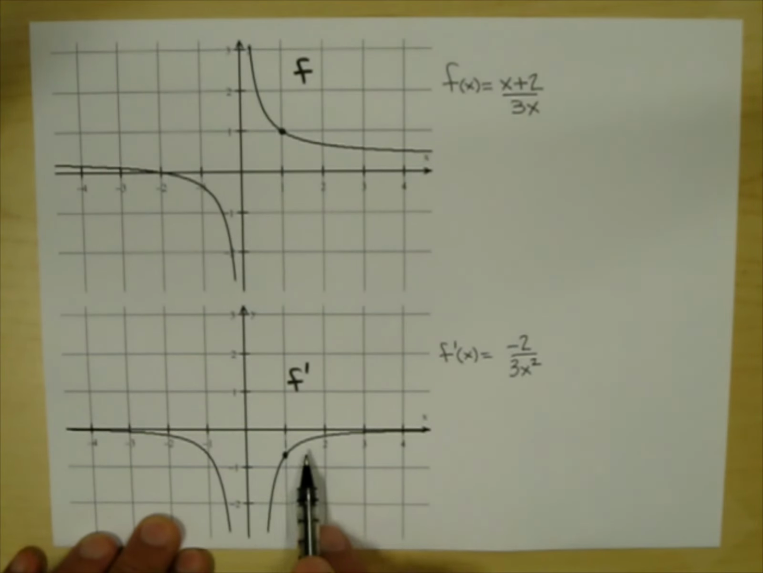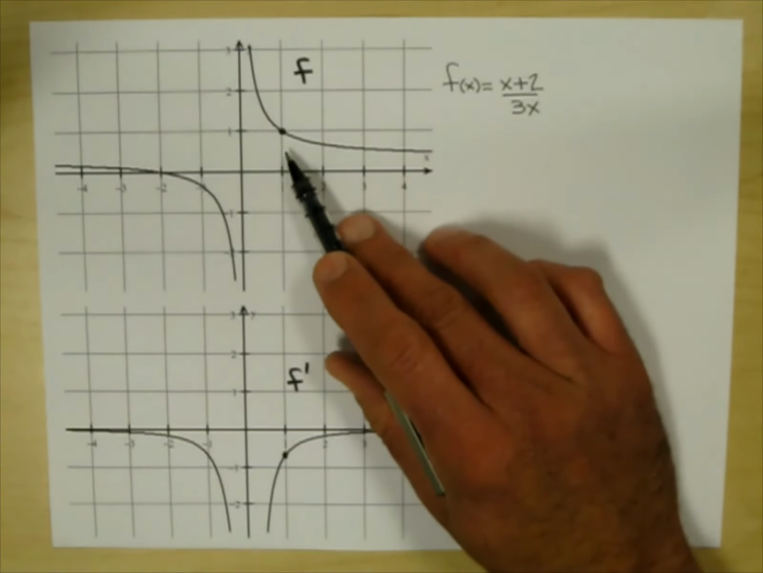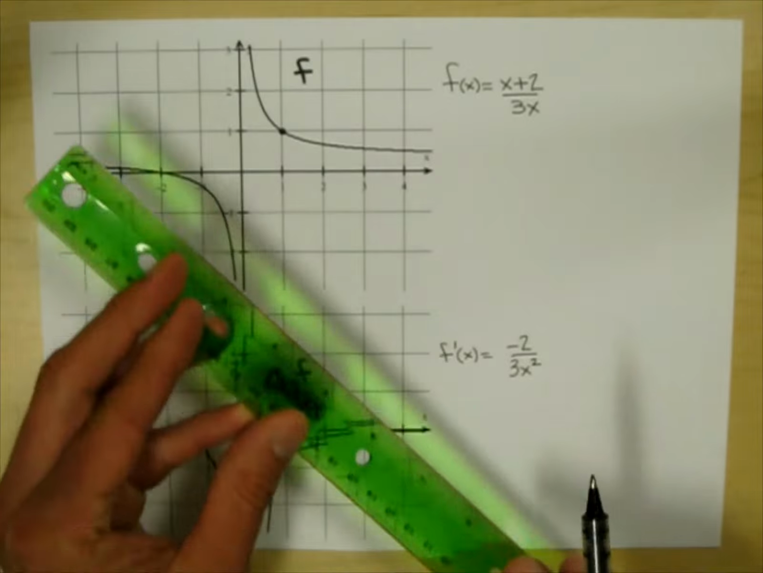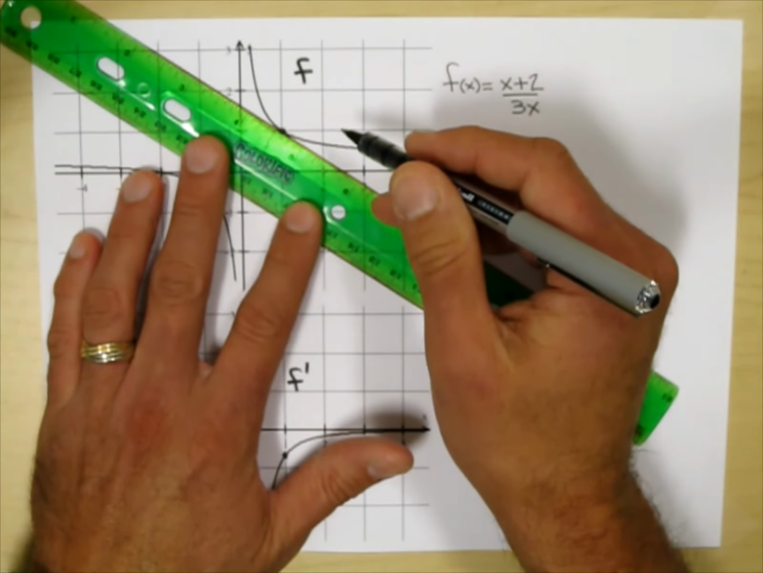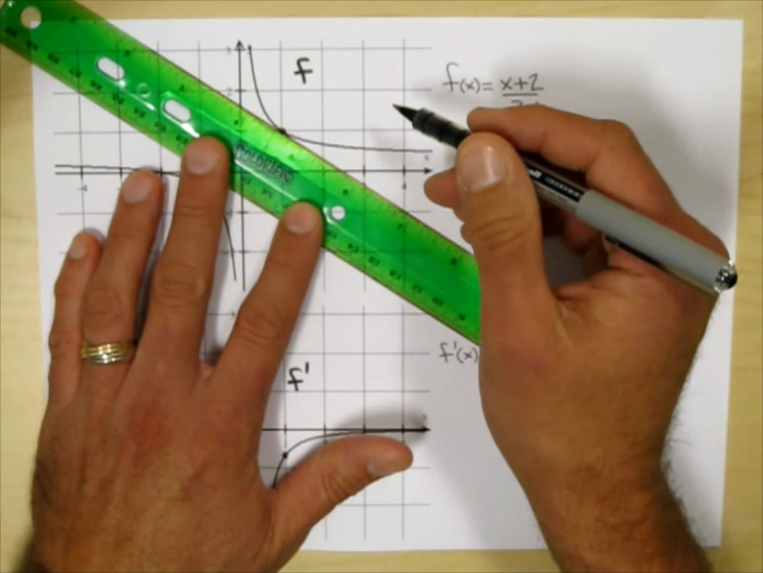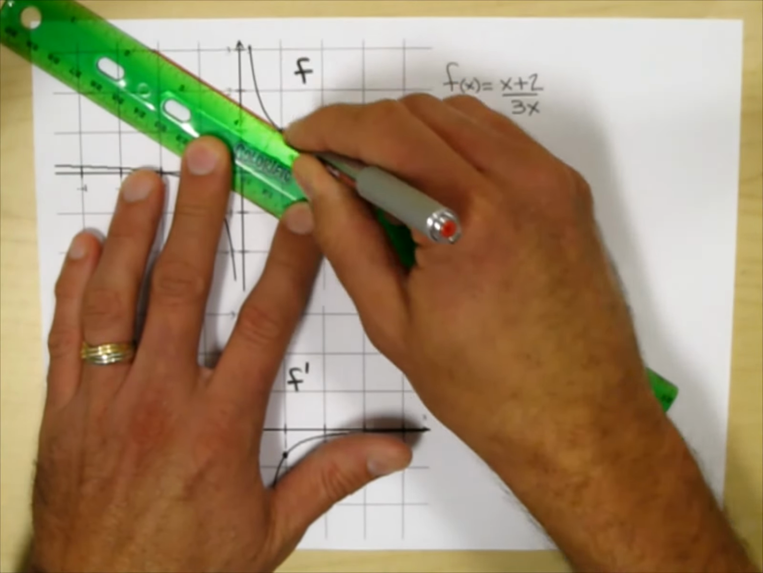So what does this mean? This means I have to go get my green ruler. Because this is negative 2/3, it describes the slope of the tangent line at that point, which is negative 2/3, which is right there. Let me just do the tangent line maybe in a different color.